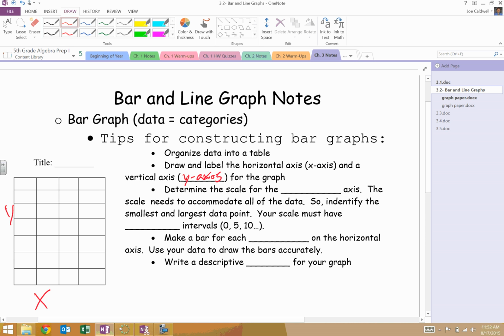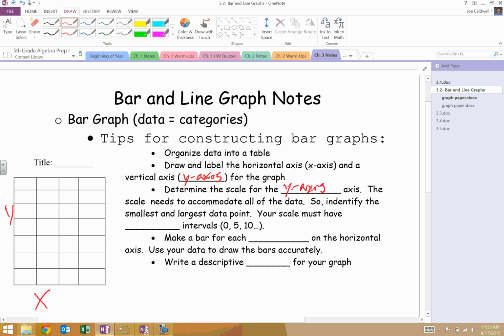would be here. You want to determine the scale, the numbered scale, for the y-axis here. What a scale basically needs to do is accommodate all the data, so it needs to be able to fit all of your data. What that means is you have to identify the smallest and largest data point and make sure that your graph is set up in a way that can fit that.